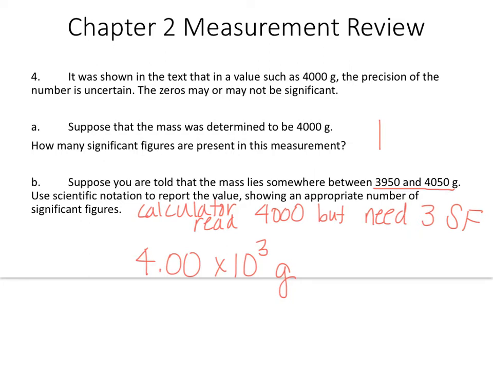And then B says you know that the mass lies somewhere between 3950 and 4050. And if you put that in the calculator, you also get 4,000, just like you did up here. But because of this right here and this right here, both of those numbers have 3 significant figures. You need your answer in 3 significant figures.